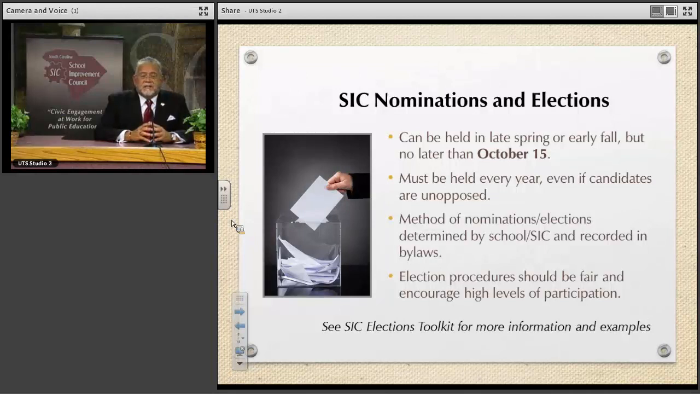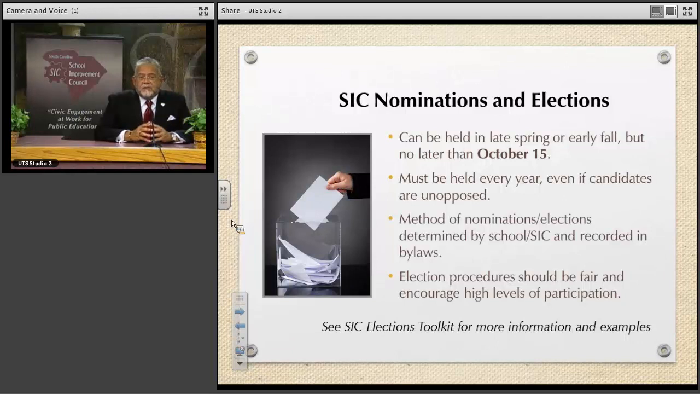Once your SIC decides when to hold its elections, it will need to decide on the best method for nominating and electing candidates. It's up to the SIC, in partnership with its school, to decide which procedures will work best. The most important thing is that they are fair and encourage high levels of participation. Once you settle on how you want to hold your elections, you should add this information to your SIC bylaws.